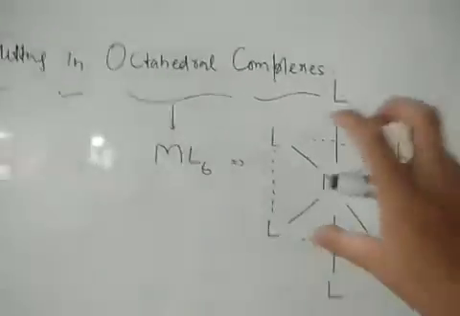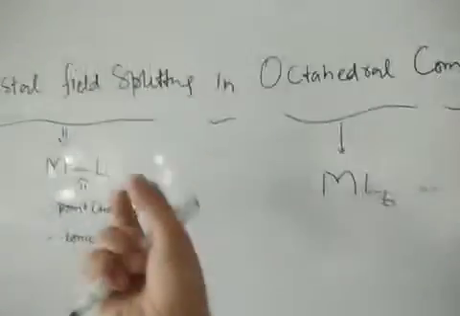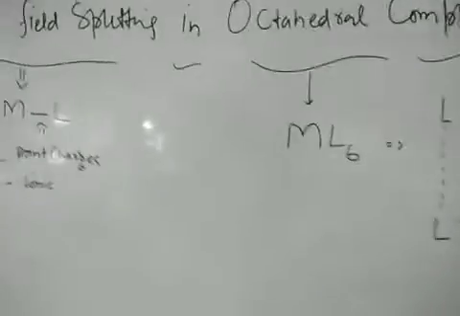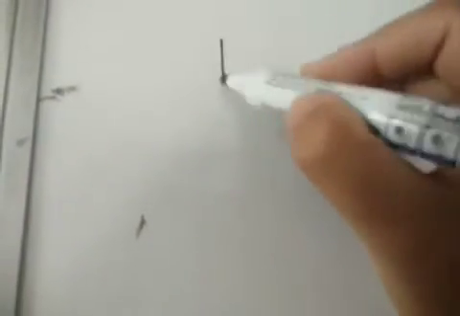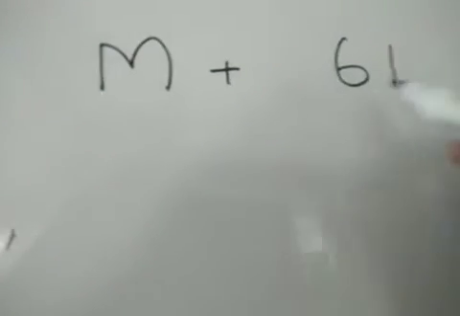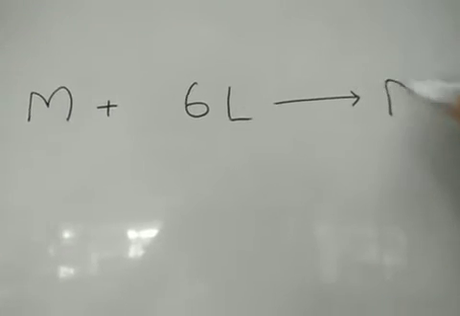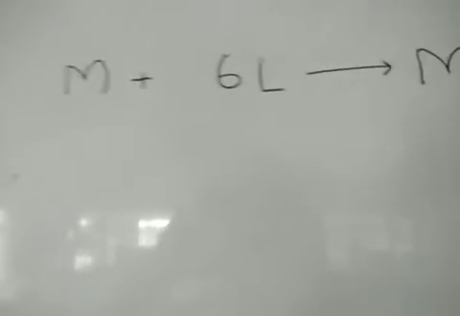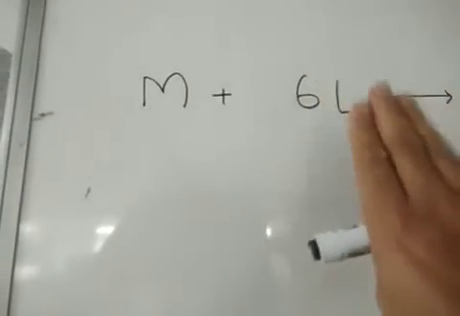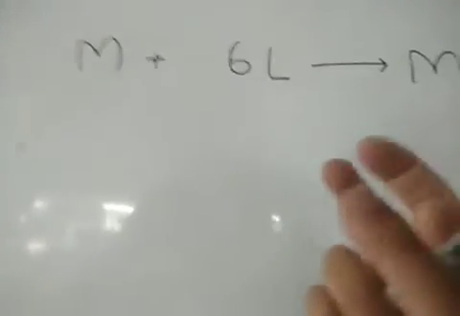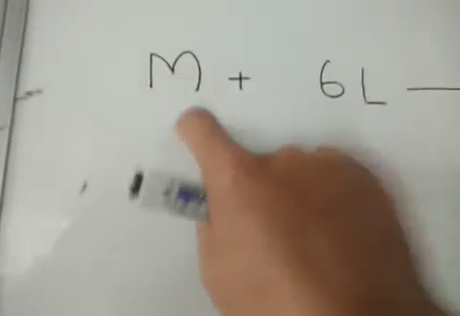Now, how can we understand the formation of this octahedral complex with the help of crystal field theory? And what is this crystal field splitting? Now, let us see. To make this 6 coordinate complex, the metal and 6 ligands are approaching, and we have the formation of the ML6 complex. As per crystal field theory, these 6 ligands are either anionic or neutral, so they are point charges. The metal ion, we know, is cationic.